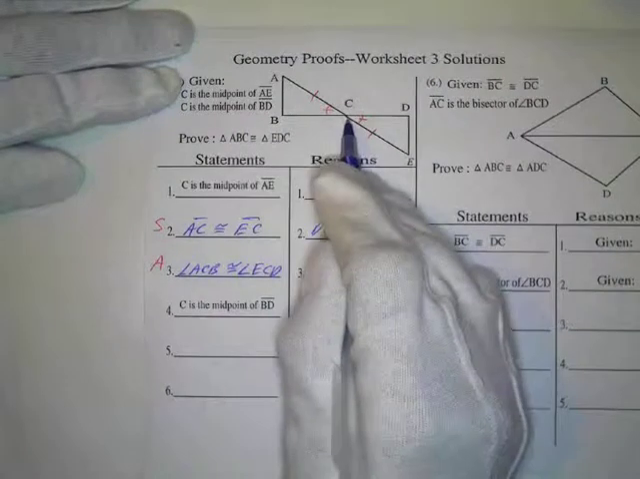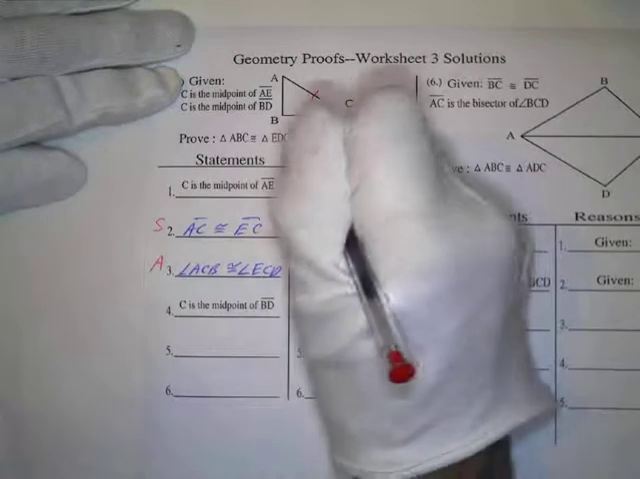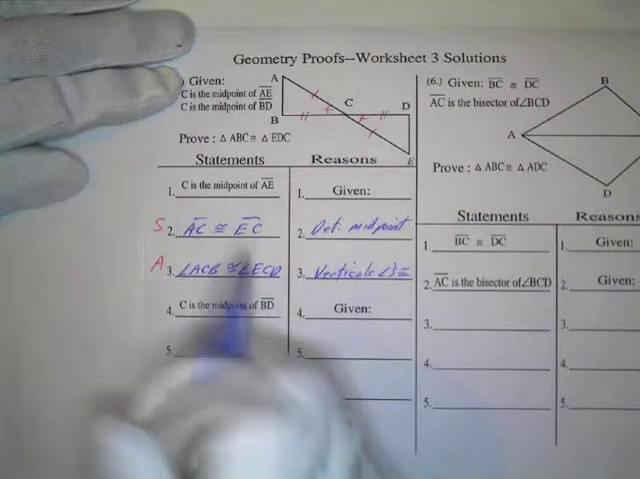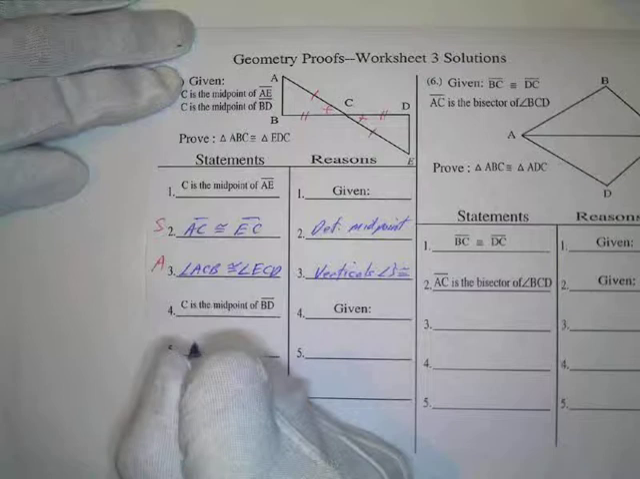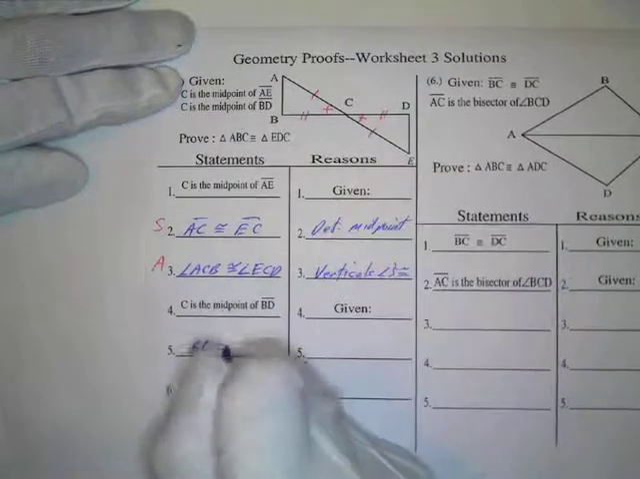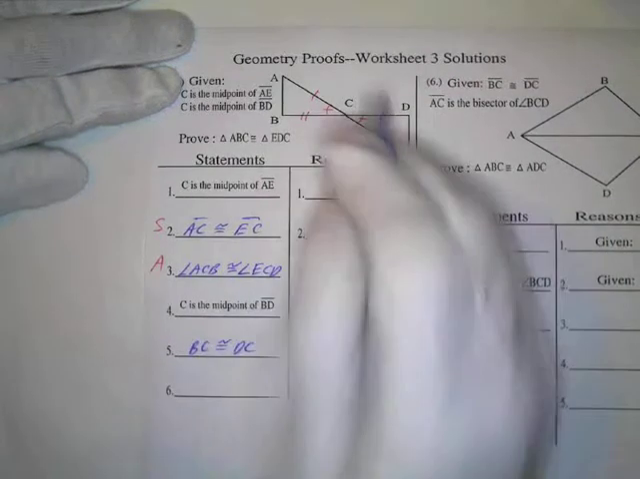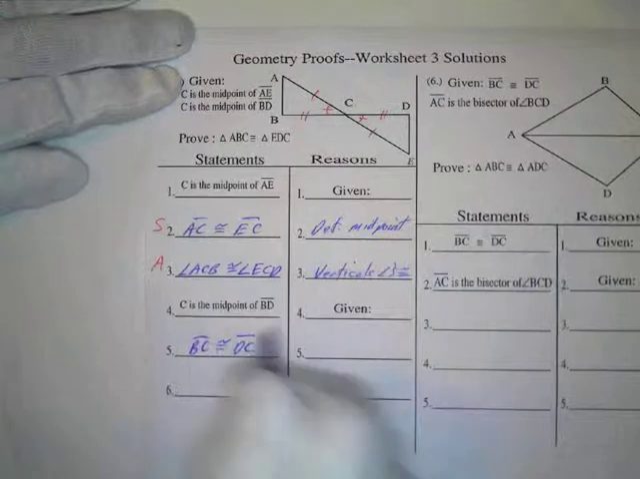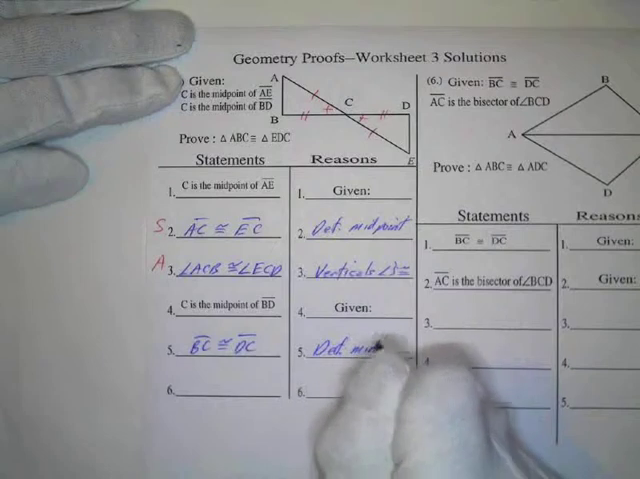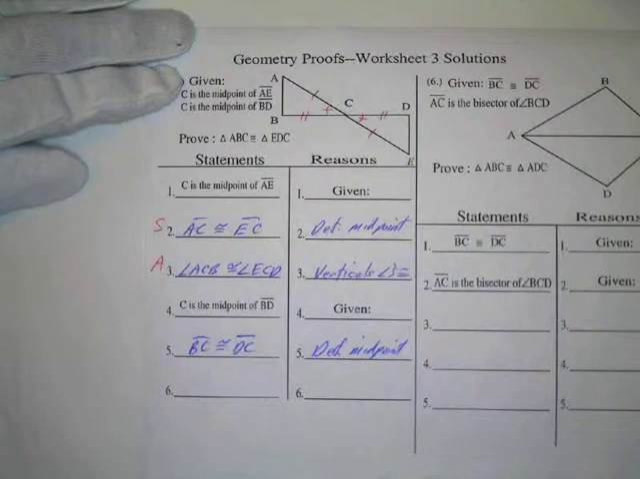so C is the midpoint of BD. So that means that these segments are congruent, BC and DC. So BC is congruent to DC. And why? Again, that's the definition of a midpoint. And that's going to give me another side.